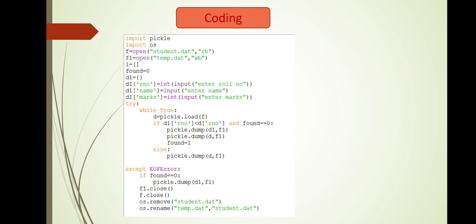Once all the records are read, we check the value of found. If the value of found is still 0, that means the new record has not been written to the file even after all the records of the file are read. This situation will come when the new record is greater than all the records of the file. So in the last, it will be added in the file. After that, both the files are closed, the student.dat file is removed, and the temp file is renamed to student.dat.